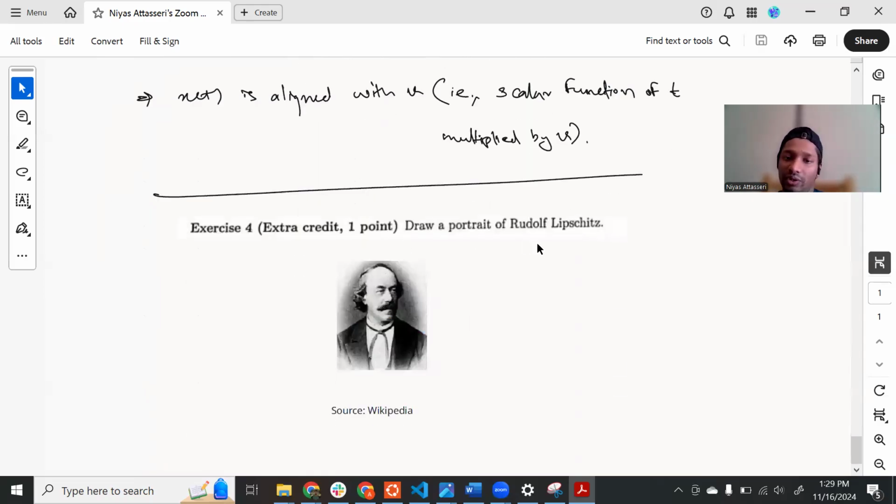The fourth one was to draw the portrait of Rudolf Lipschitz. This is something that I found in Wikipedia, and great guy. And I'm not an artist, so I can't draw portraits, so I'm just putting the picture here. Thank you for listening.